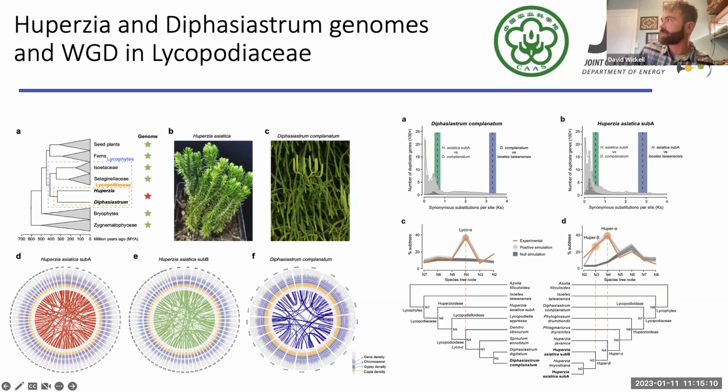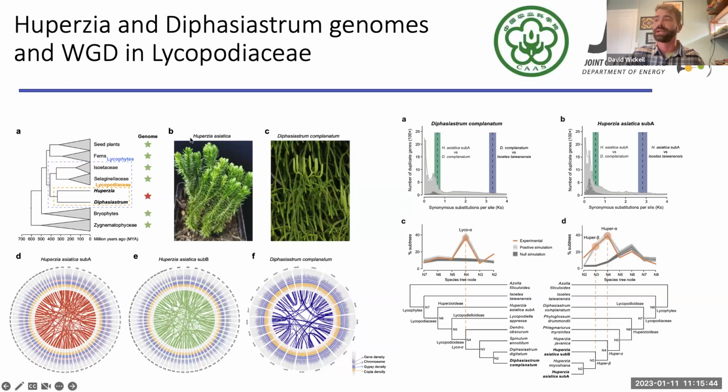So this is a partnership with the Chinese Academy of Agricultural Sciences. They did the Huperzia genome, and then along with JGI, we sequenced the Diphasiastrum complanatum genome. And before I say anything else, I would like to point out that there are three, not two, Circos plots down here. The reason for that is our collaborators in China were actually able to separate the two subgenomes of Huperzia asiatica, which is a relatively recent allopolyploid. And when I say relatively recent, I mean in the last 30 million years or so.